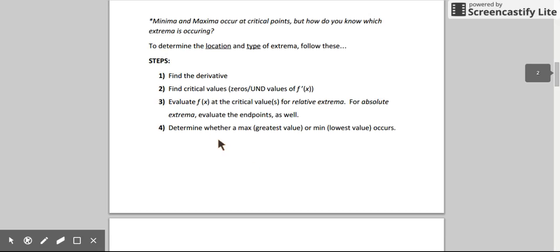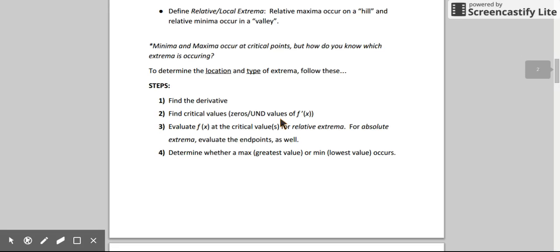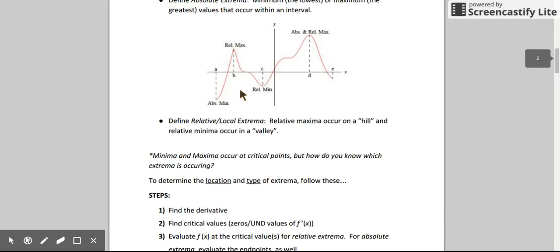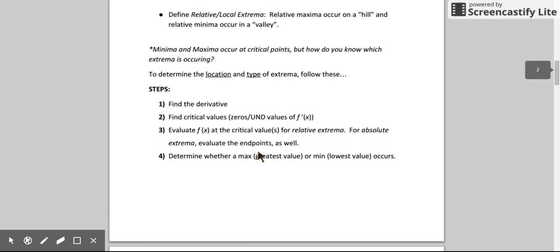For absolute extrema, we're also going to have to do an extra step and evaluate the endpoints as well, because as you can see in this example, sometimes those absolute extrema happen right at the endpoint, so we're going to have to test those as well.